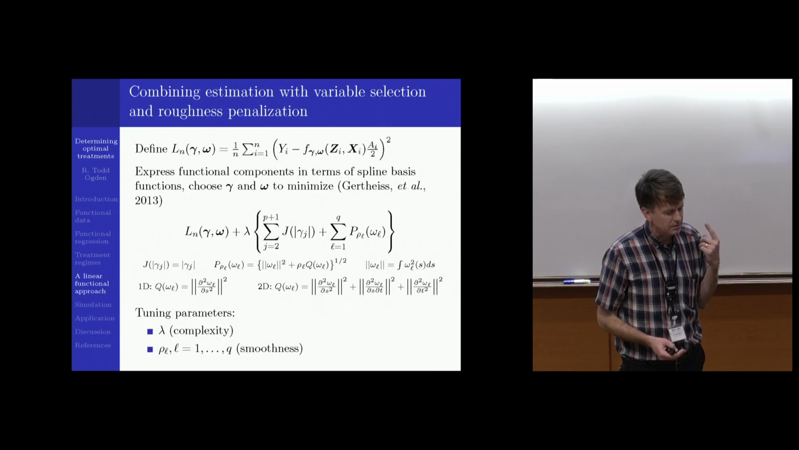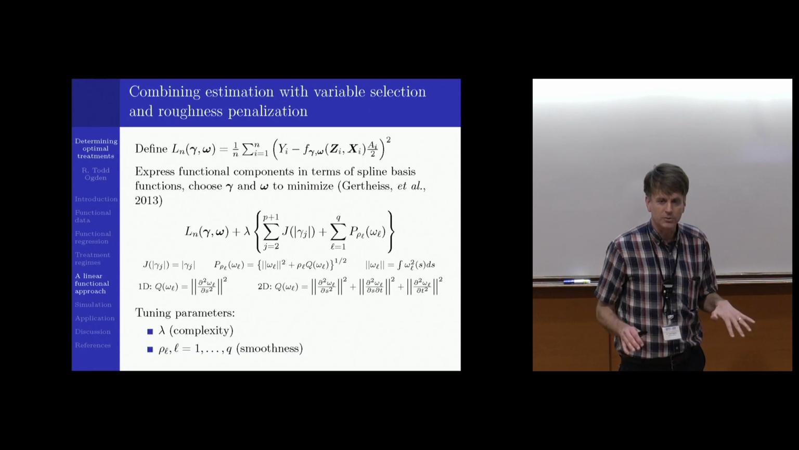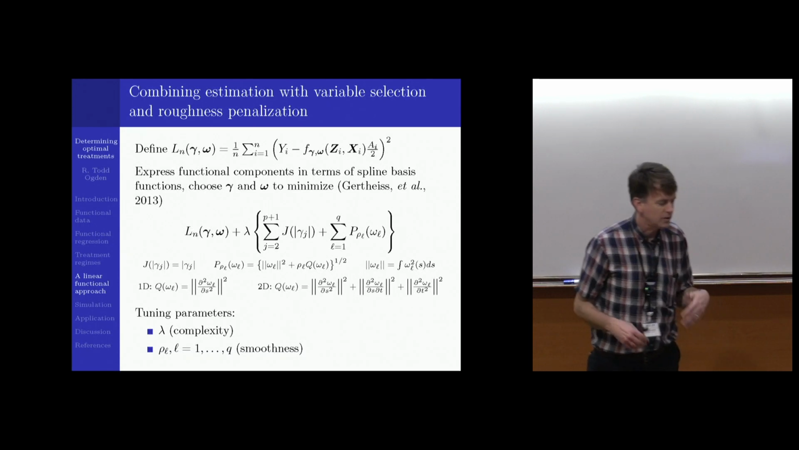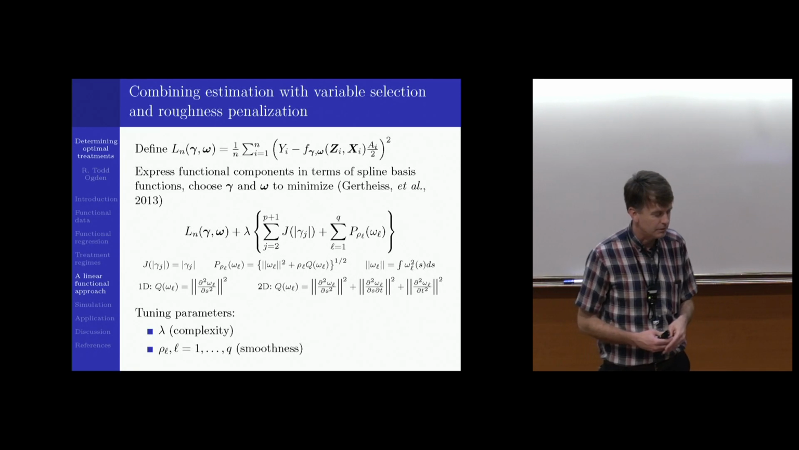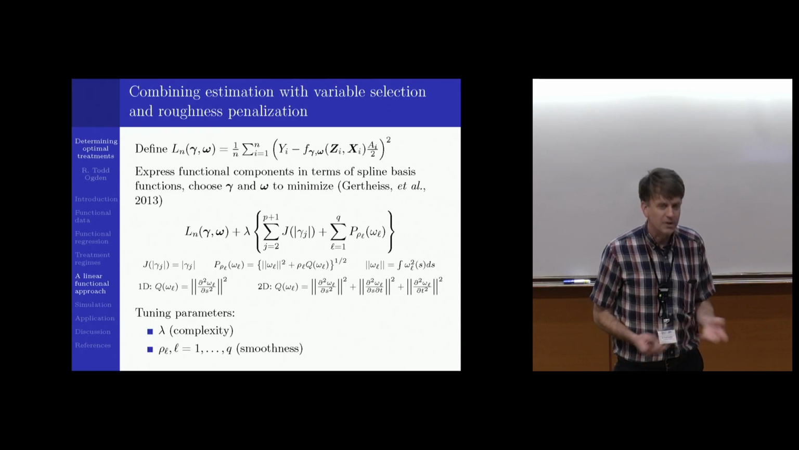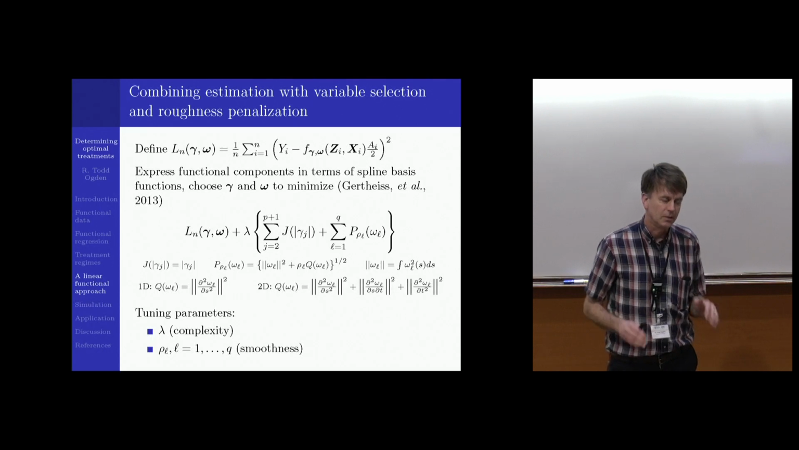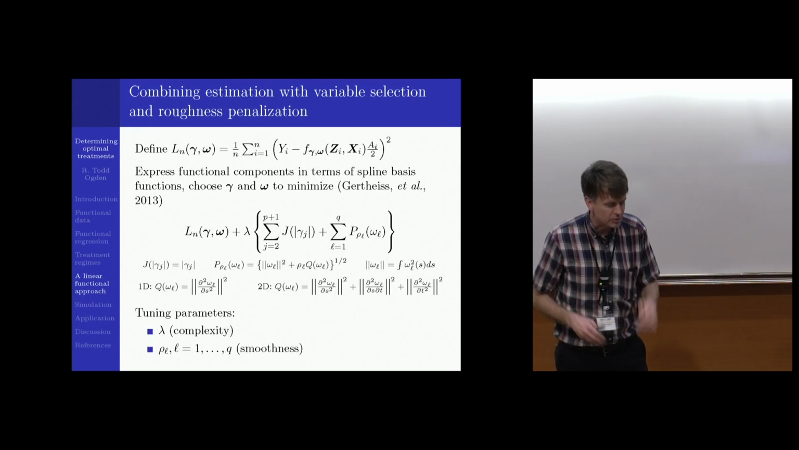One is for the complexity of the model. The bigger lambda gets, the fewer terms you're going to have selected. And then the other one is a penalty for smoothness. You can think about having one of these for each one of your functional data points. The bigger that is, the more it penalizes roughness, the more it enforces smoothness.